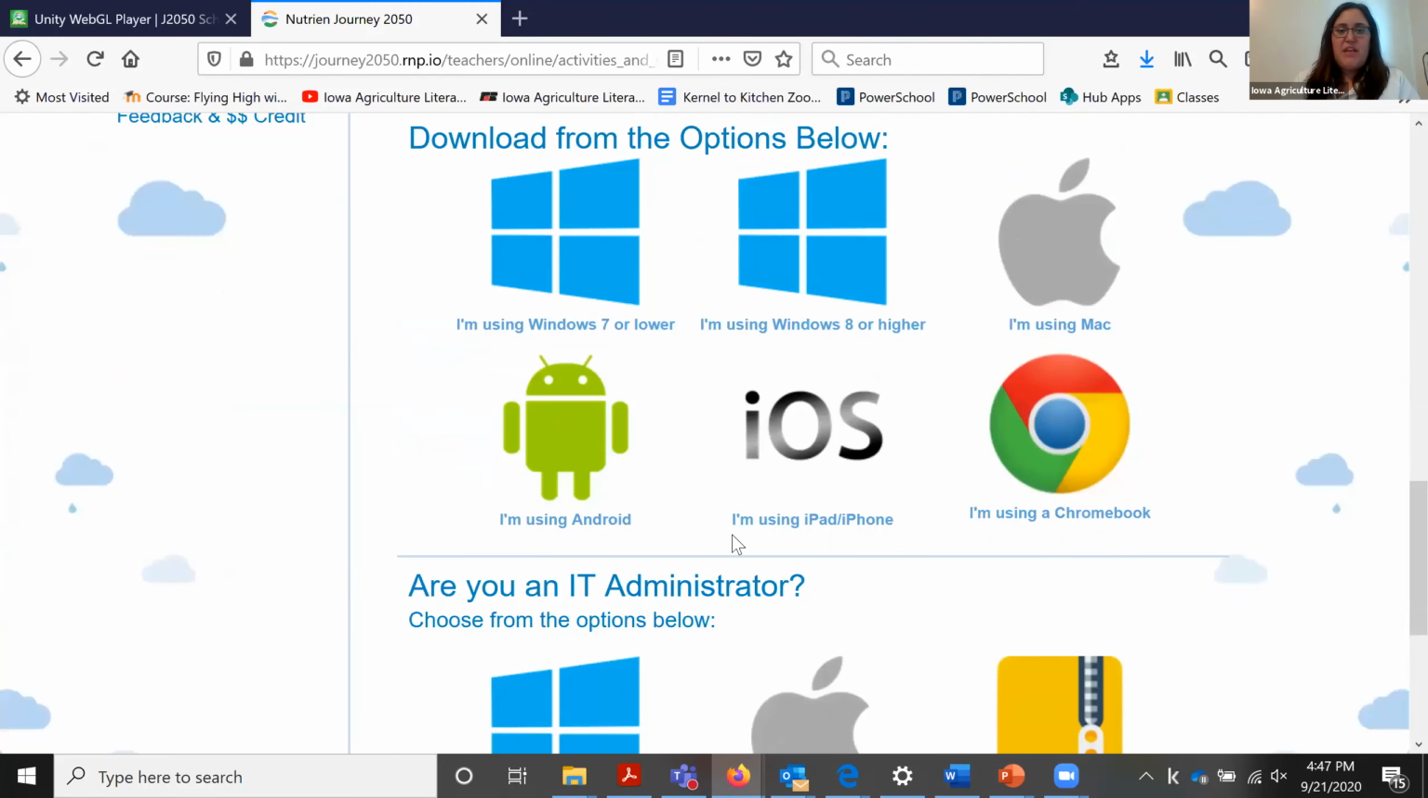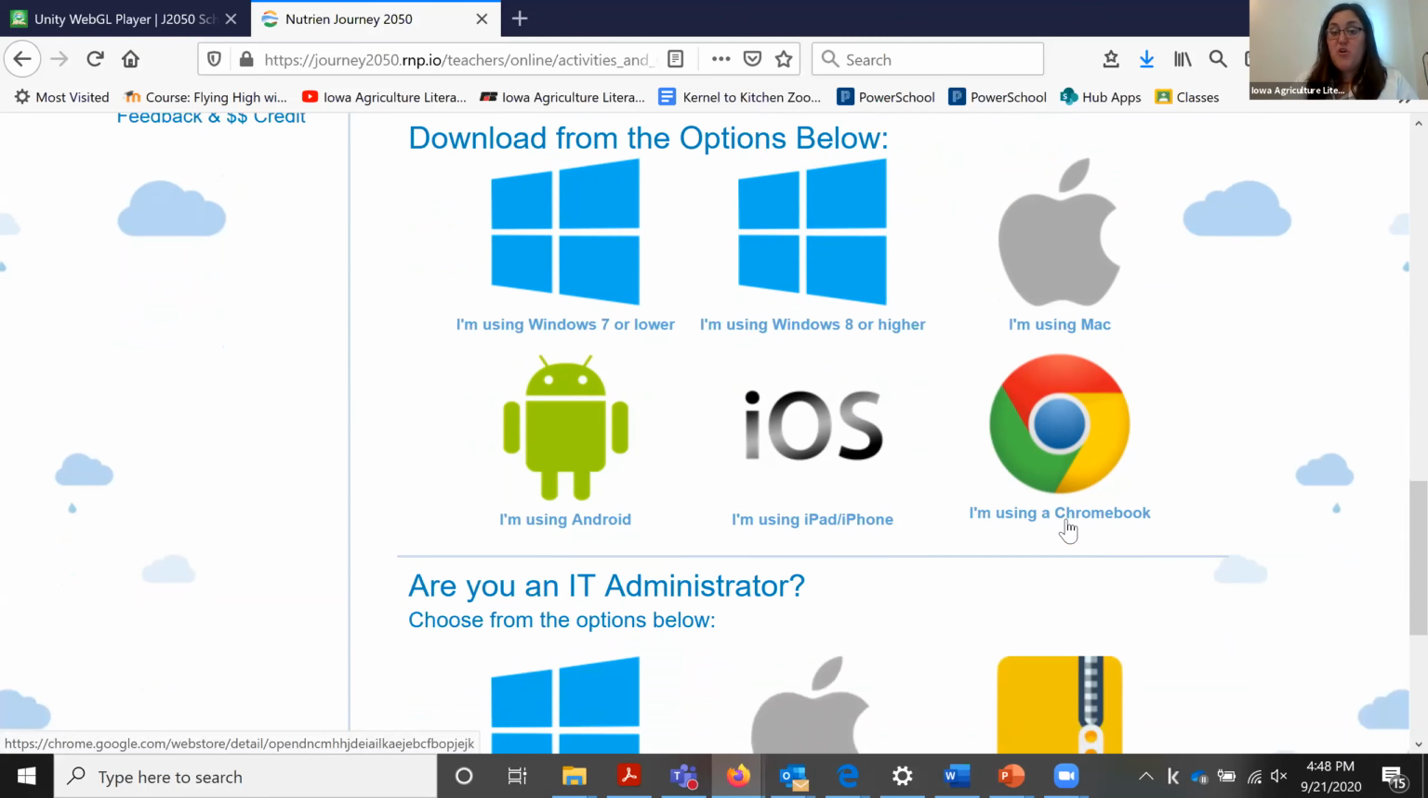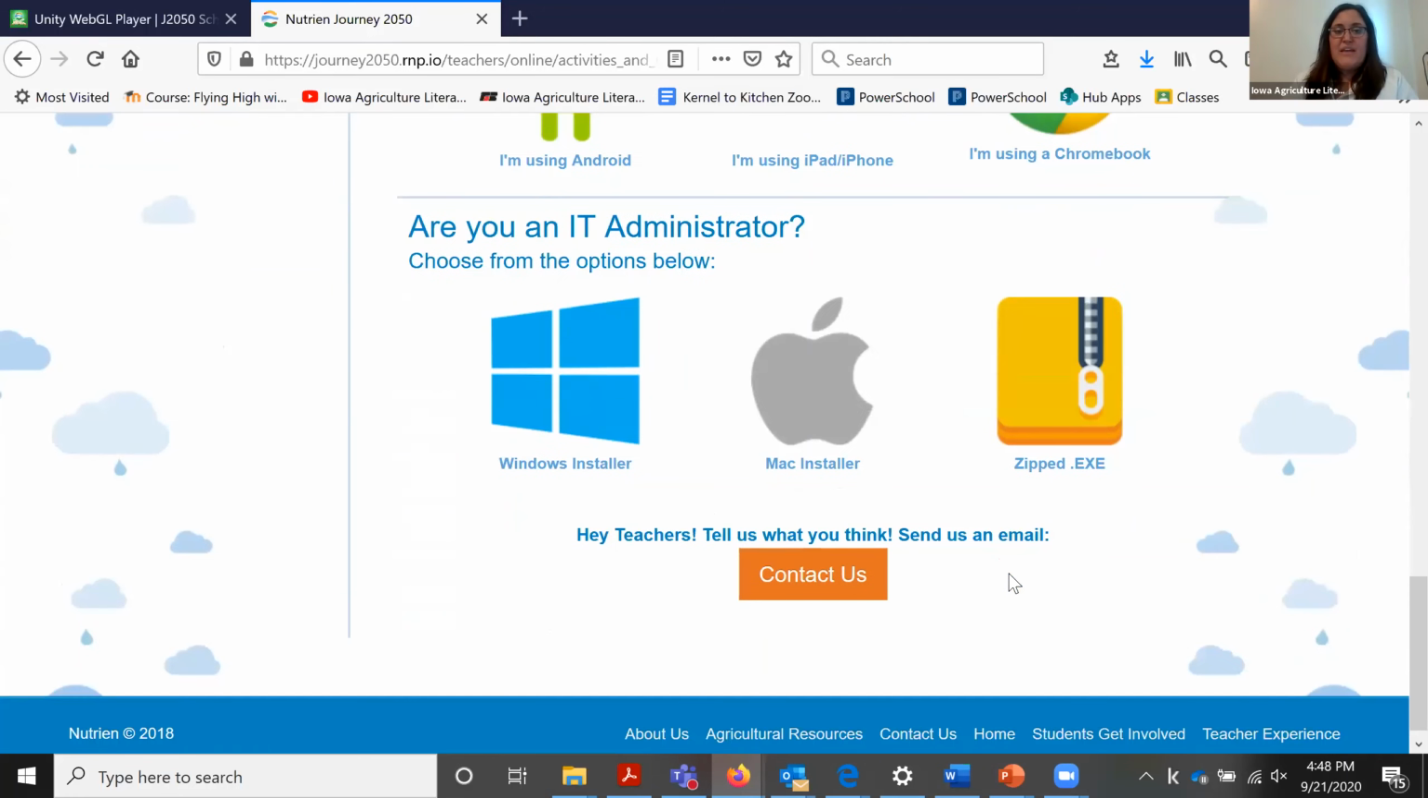Then if you're using individual devices, like iPads or Android tablets, here it gives you options for downloading the app. Again, there's a Windows-based app, Mac app, Android and iPad app, as well as a Chromebook app that you can download. And then there's a third option, which is to download the file directly to the computer. This gives some options that make it a little easier to do a lot of them at once.